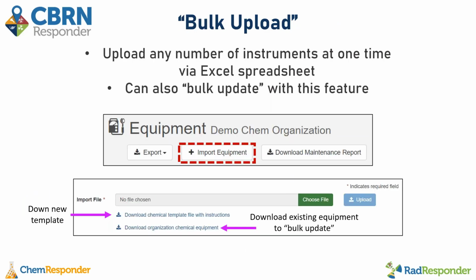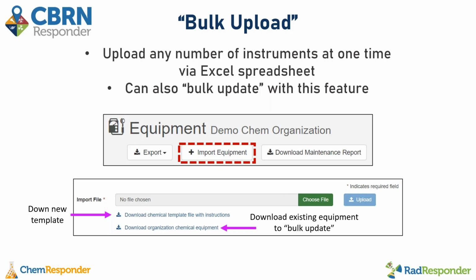The bulk upload function. So again, I can upload new equipment records with this function. I can also do a bulk update with this function. So if you want to update, again, multiple equipment records at once, you can take advantage of the Excel sheet to do that. So on the main equipment page, you'll see the import equipment option towards the top. That'll bring you to an interface where you are given an option to download a new template. So that's that download chemical equipment file with instructions. You also have the option to download your organization's chemical equipment.